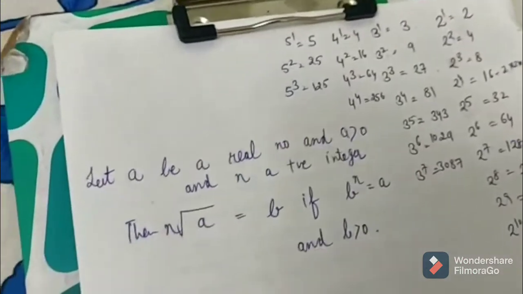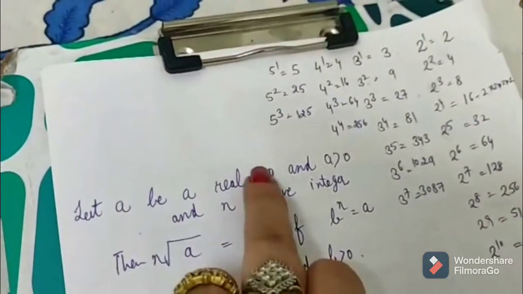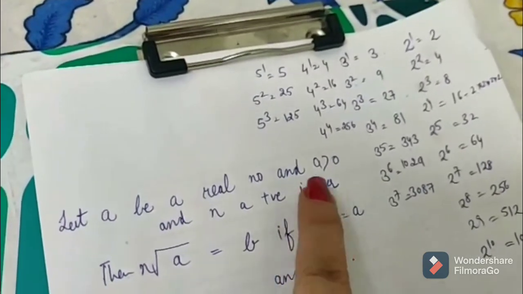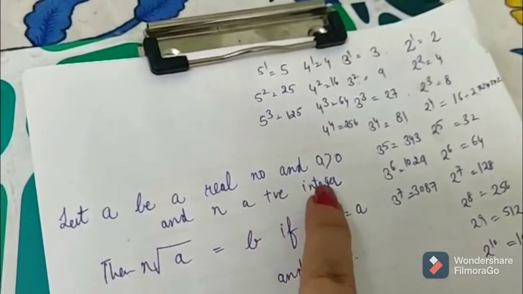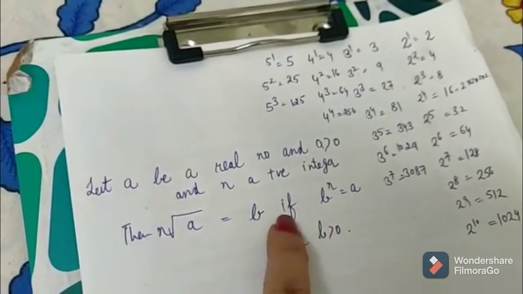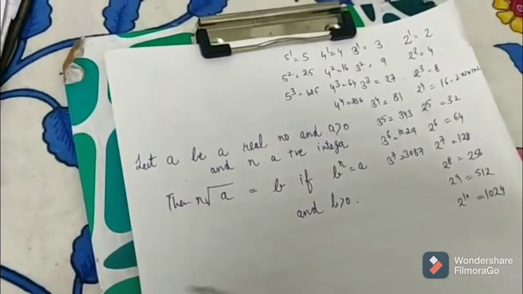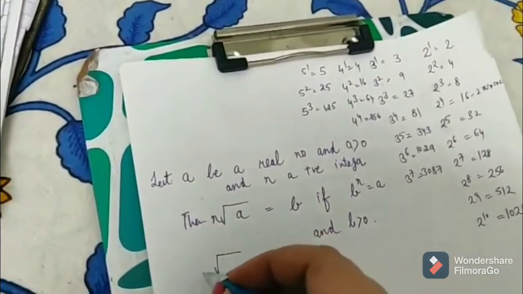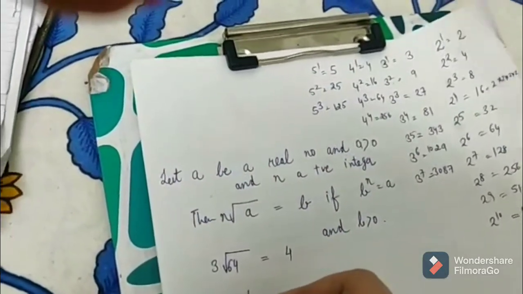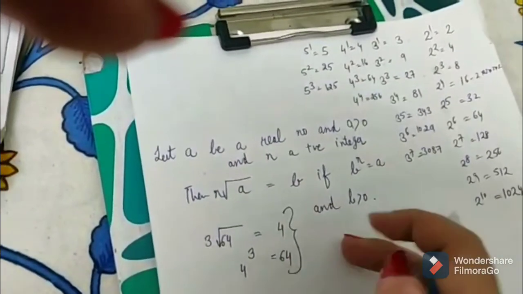Now let us learn a little bit more difficult rule in this exercise. Let a be a real number and a is greater than 0, and n is a positive integer. Now the power has to be positive. It's not only the integer, it has to be only the positive integer. Then nth root of a is equal to b if b raised to power n is equal to a and b is greater than 0. For example, third root of 64 is equal to 4 if 4 raised to power 3 is equal to 64. This is the interpretation of this rule.